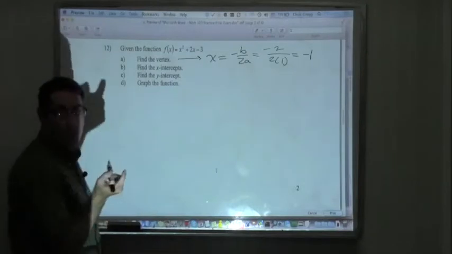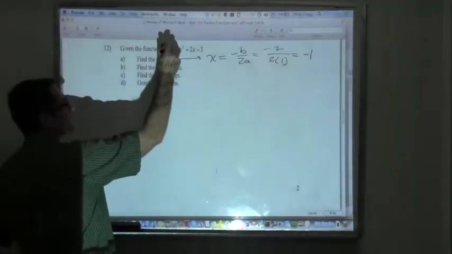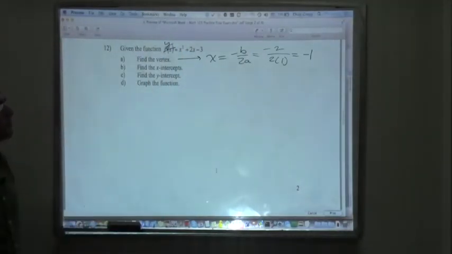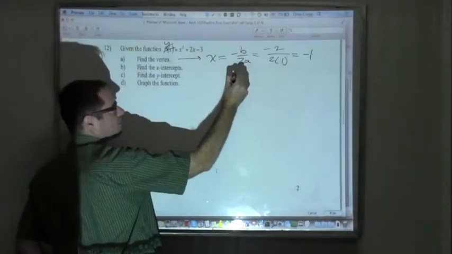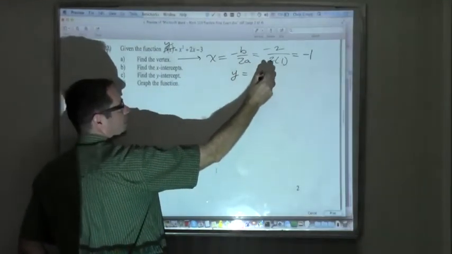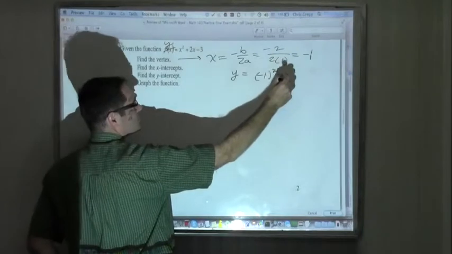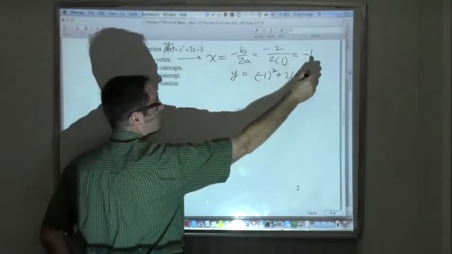Okay. To find the y value, remember this is really y. So we just plug in negative 1. y equals negative 1 squared plus 2 times negative 1 minus 3.